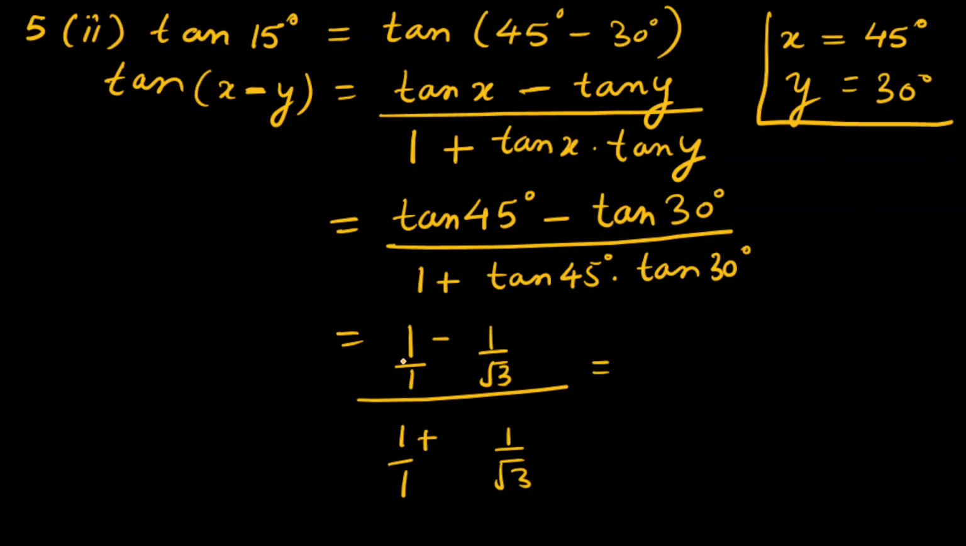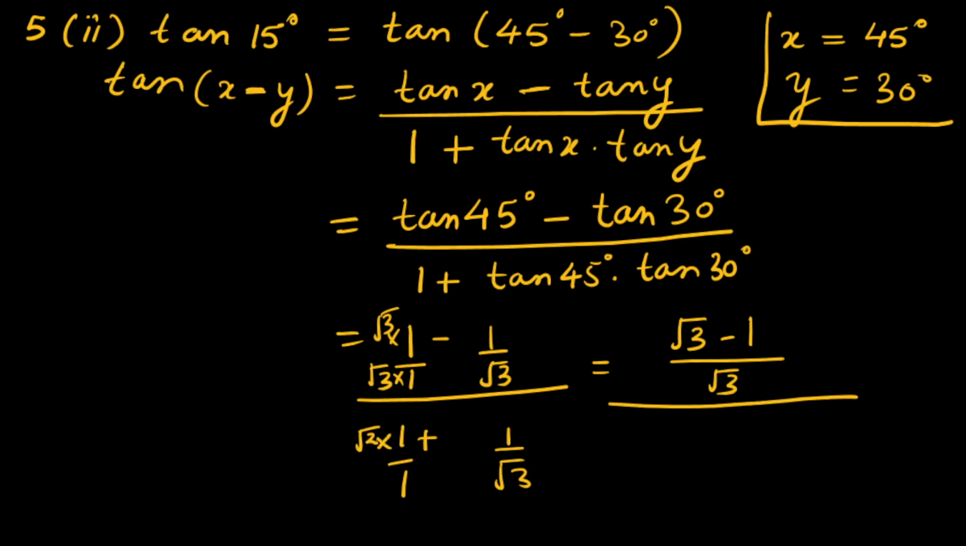How to simplify? We have to take LCM. LCM is making the denominator the same. So up and down I am multiplying with root 3. What will I get here? Root 3 minus 1 by root 3. And below also I am taking LCM and multiplying the numerator and denominator with root 3. So here I will get root 3 plus 1 by root 3.